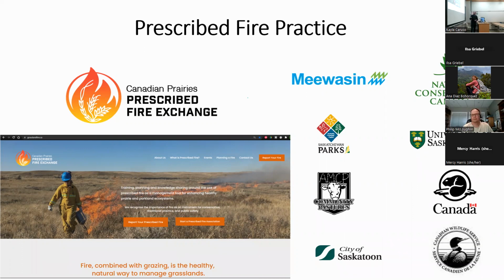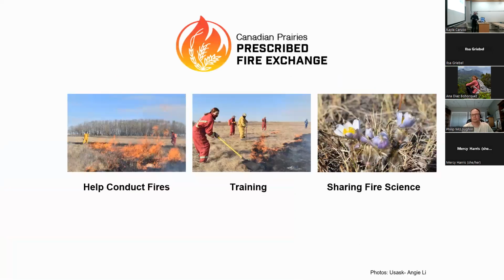But some of them may not have enough equipment to do it. Others may have the skills, but they don't have the equipment as well. So that's why they created this Canadian Prairies Prescribed Fire Exchange, in order to basically share resources for conducting fires. So to share equipment, and to collaborate between personnel to conduct fires in a safe way.